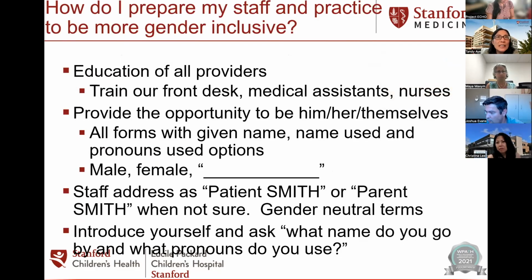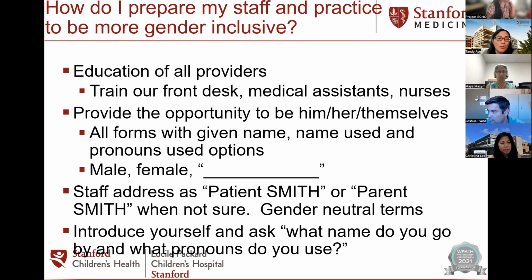So as you're in clinics and you're going to be seeing the transition and the retransition perhaps in the smaller percentages, how can you make it an environment that's going to be more inclusive? First of all, I think it is education of all our providers. That's one of the things we love to develop for everybody. In our clinics, it's not just the providers, but making sure our front desk, the medical assistants, the nurses, the phone call people, everyone is up to date on gender identities. And providing opportunities for people to be him, her, or themselves is super important.